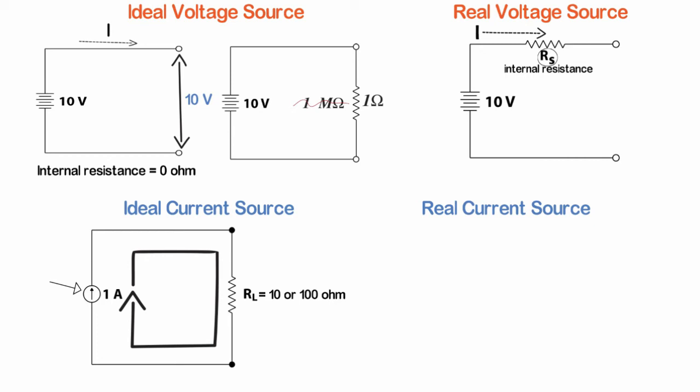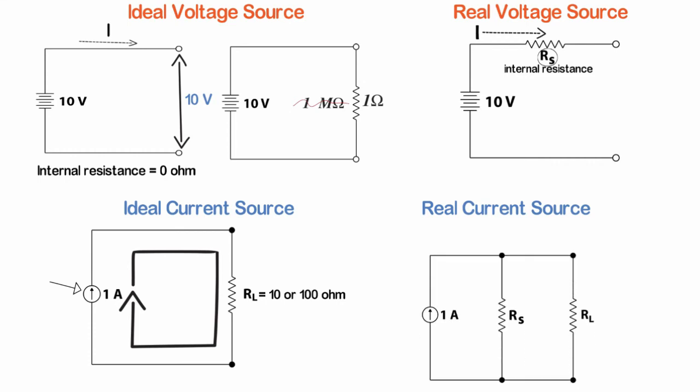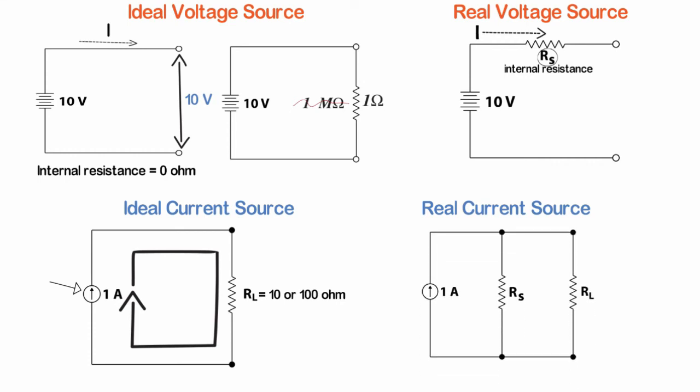Since V equals IR and here current is constant, the value of voltage will change if we change the resistance. There is no such thing as an ideal current source. It is because a real current source always has some internal resistance that causes current to drop if the voltage developed across the terminals becomes sufficiently large.